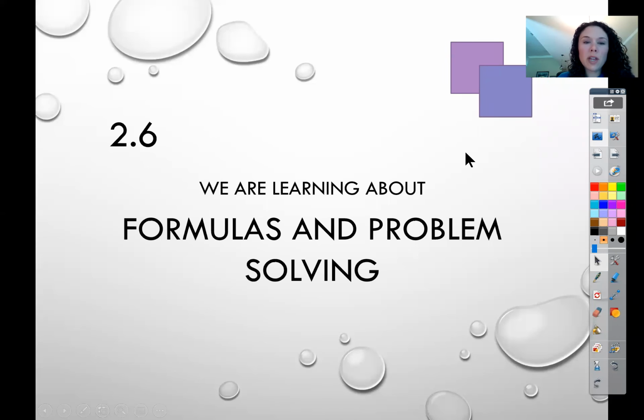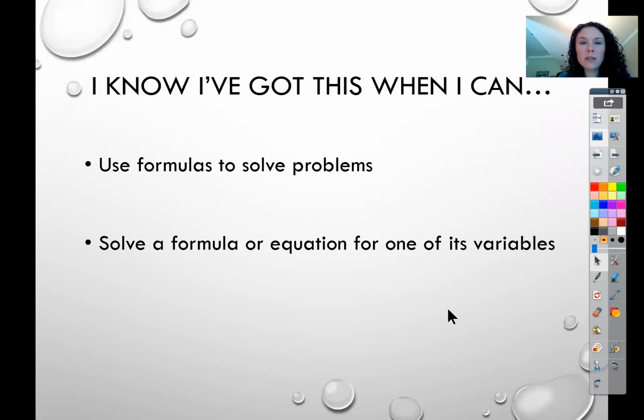Okay, today we're learning about formulas and problem solving. I know I've got this when I can use formulas to solve problems and solve a formula or equation for one of its variables.